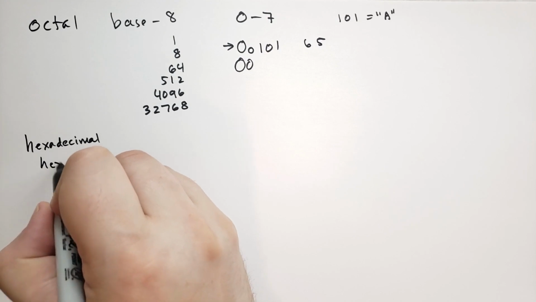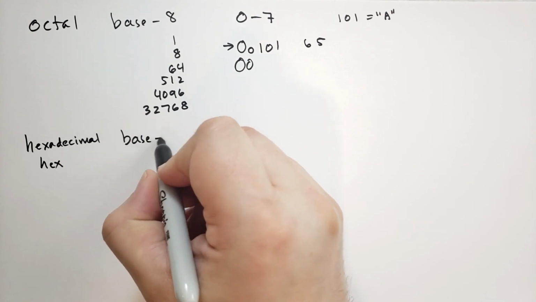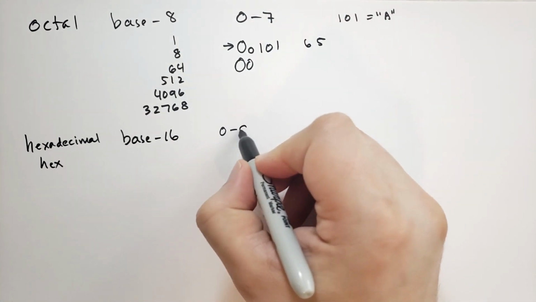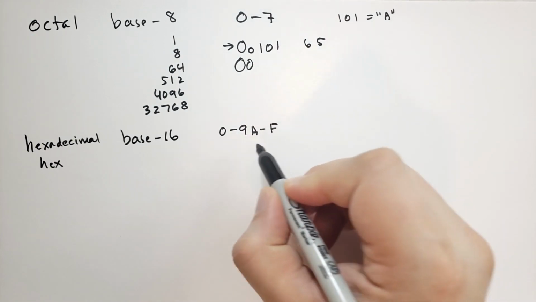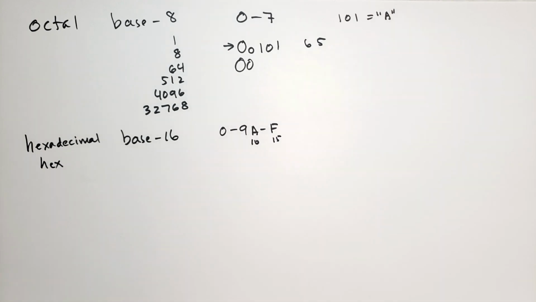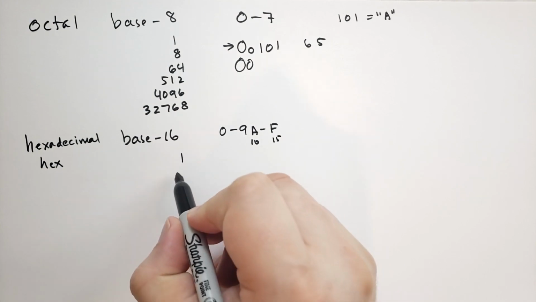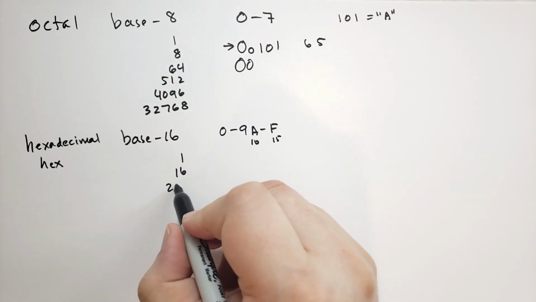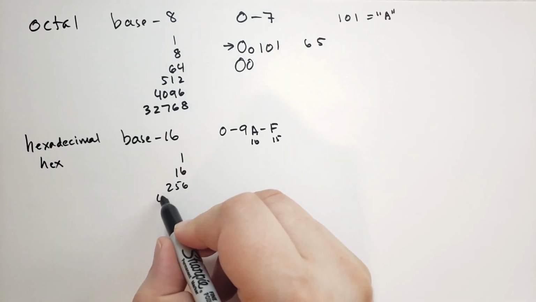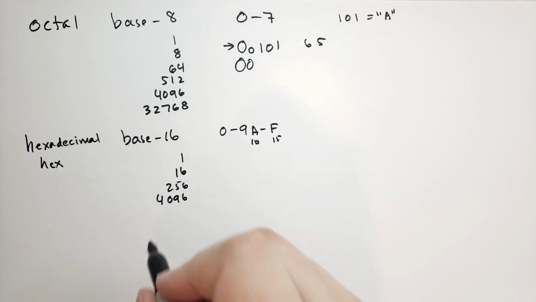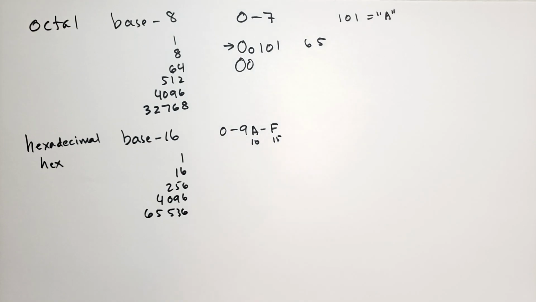Okay, and the last one to mention is hexadecimal. Hexadecimal is nicknamed hex, so you'll often hear people say hex instead of hexadecimal. This is base 16, and it has digits 0 through 9, and then we need additional digits for 10, 11, 12, 13, 14, 15, so we're going to use the letters A through F. Okay, so A is worth 10, and F is worth 15. And the places in hexadecimal are worth 1, 16, 256, and then 4096. Then we have 65,536. So it grows rather rapidly.